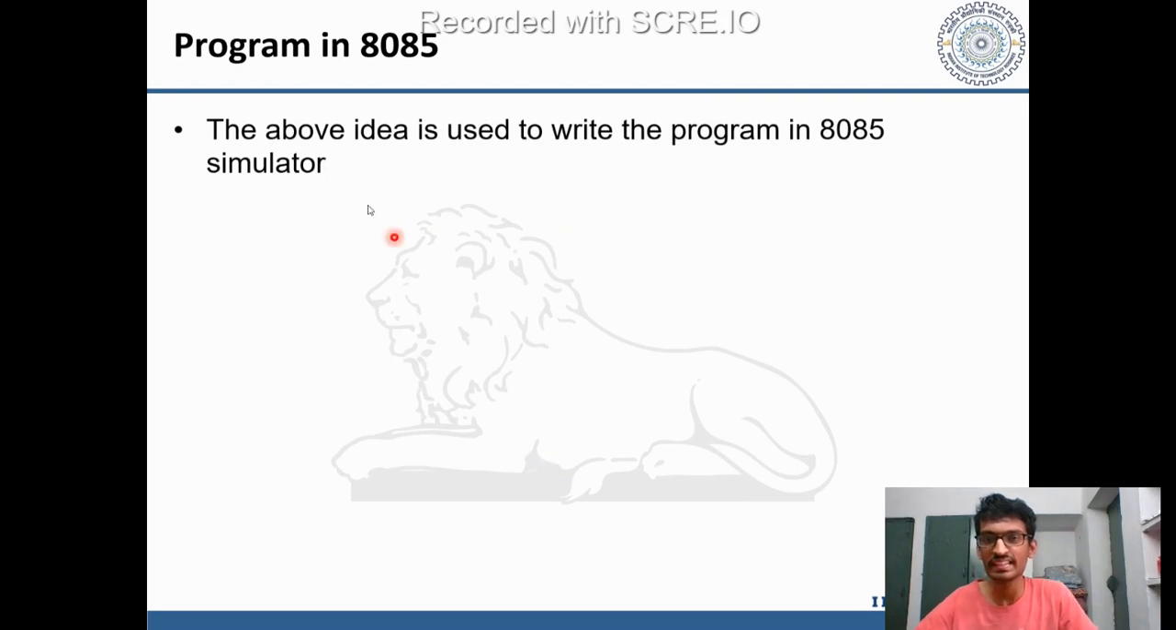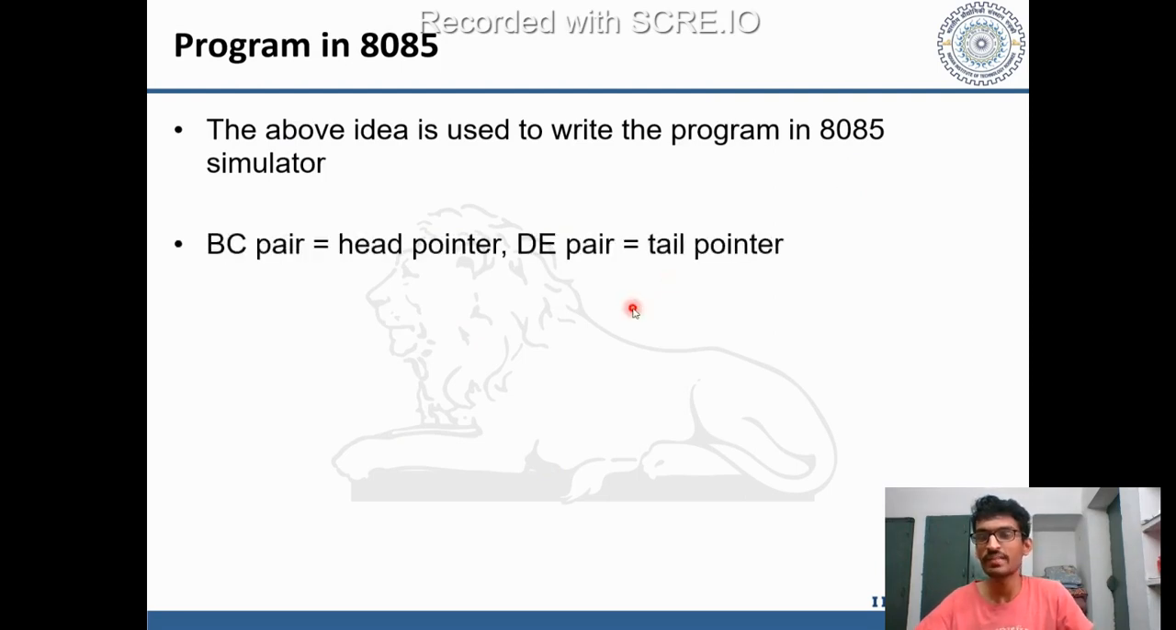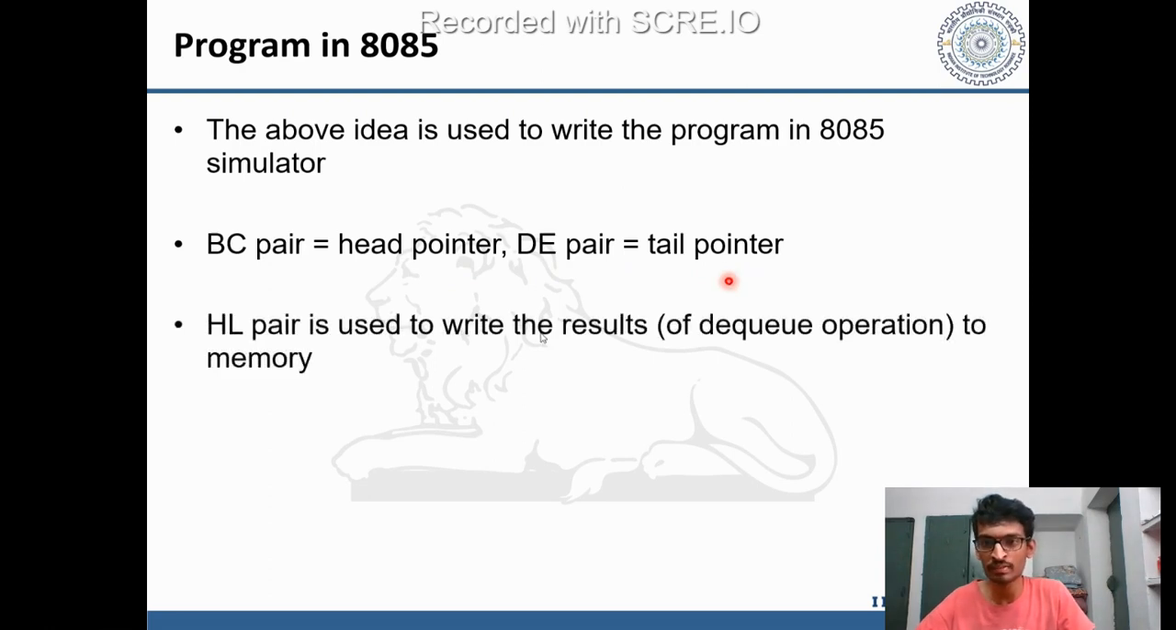As I said, the above idea will be used to write the program in the 8085 simulator. Here, what I'm planning to do is use the BC register pair to store the value of the head pointer of the queue and the DE register pair to store the tail pointer. Also, I'll be using the HL register pair to write the results of the DQ operations into different memory locations, so I can show them as results of the program.